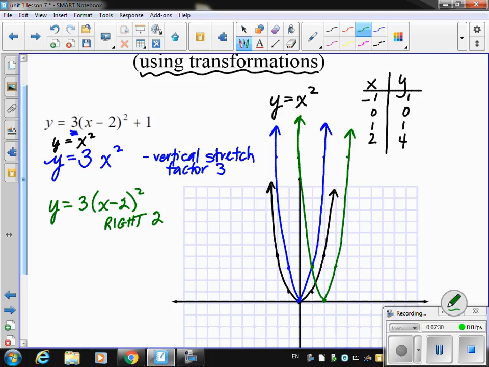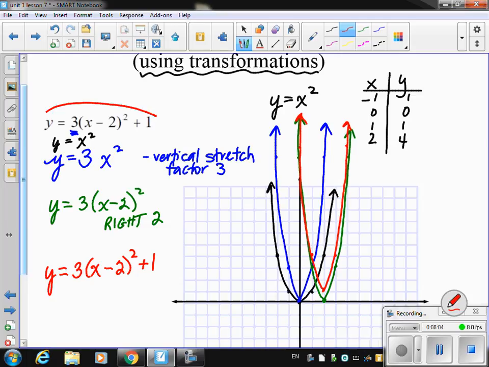The last transformation is the plus 1, and that is a vertical transformation where I take my whole parabola and move it up 1. So I take the green one, everything gets moved up 1, and I'm only thinking about my key points and drawing my parabola, which should be congruent to the blue one and the green one. There, more or less on a smartboard, is my final answer for y equals 3(x minus 2) squared plus 1.